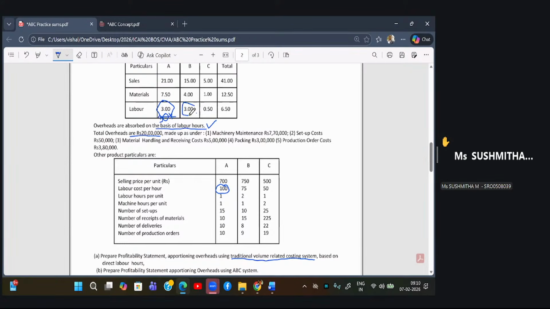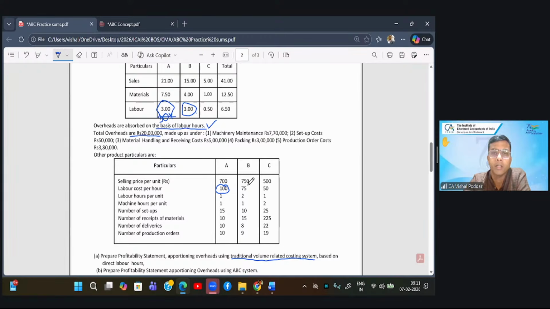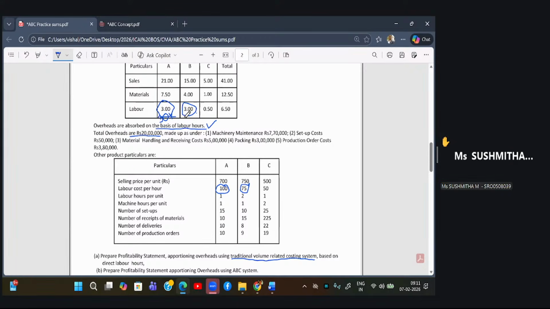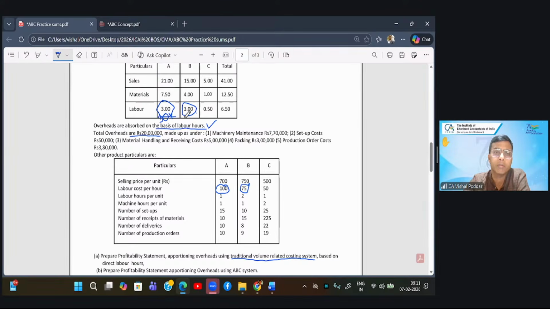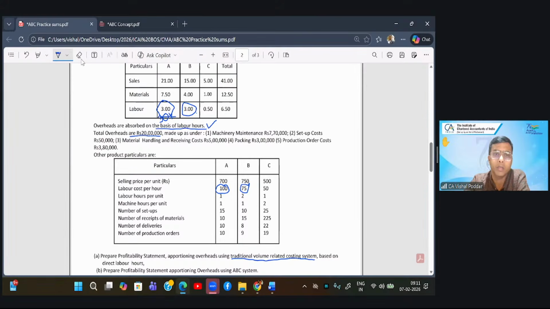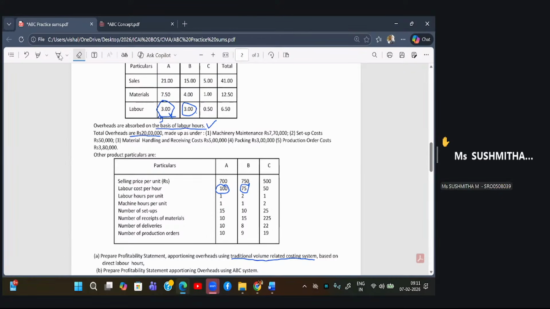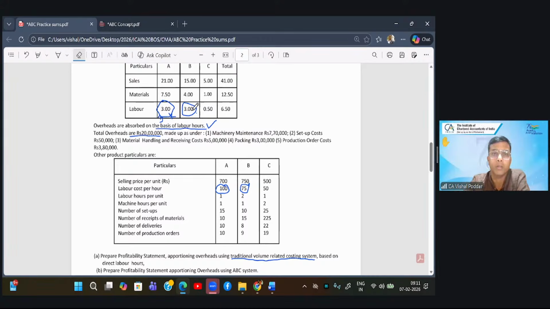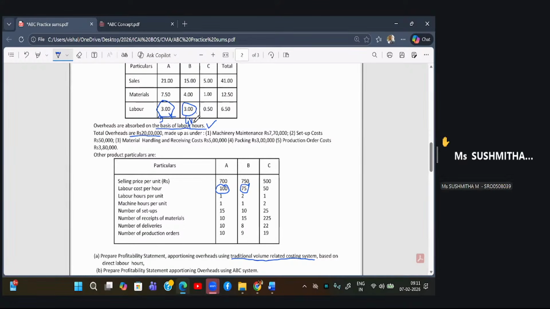Similarly, for the second, total labor cost is 3 lakhs divided by 75 rupees. 4,000, sir. 4 or 40? 4,000. First one is also 3,000. Okay, sorry. So the first one is also 3,000, not 30,000. Second one you are saying is how much? 4,000. Okay, so labor hours for the second product is 4,000, correct? Yes, sir. Perfect.